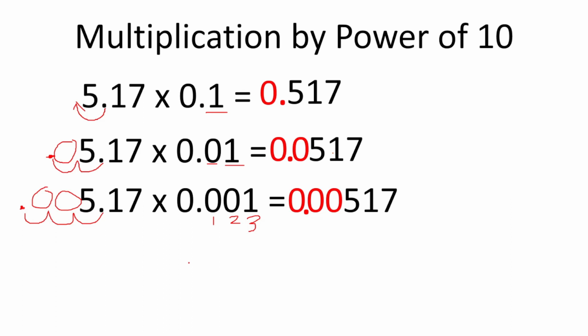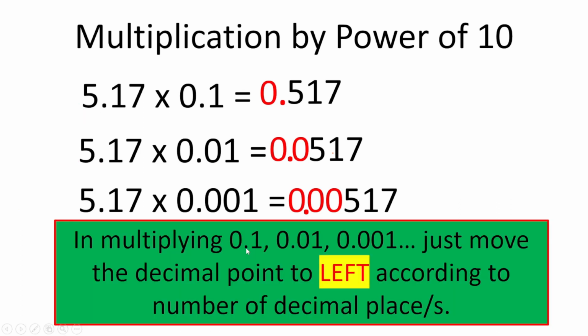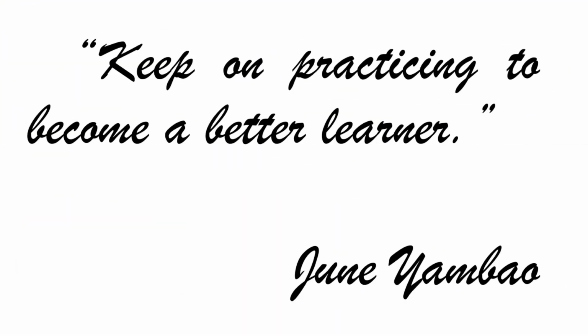In multiplying by 1/10, 1/100, 1/1,000, what do we just do? We just simply move the decimal point to the left according to the number of decimal places. That's all. I hope they learned something on how to multiply decimals. Keep on practicing to become a better learner.